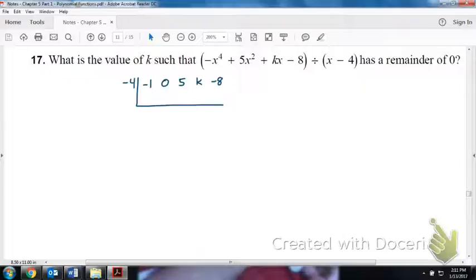All right? And we want a remainder to be 0, so we're going to put a 0 right here. And then we're basically going to work back to that k. So let's get as far as we can. Negative 1, we'll drop it down. Negative 1 times negative 4 is 4. Add them up, that's 4. Times negative 4 is negative 16. Add those up, that's negative 11. Multiply that out, that is positive 44. And now it's 44 plus k.